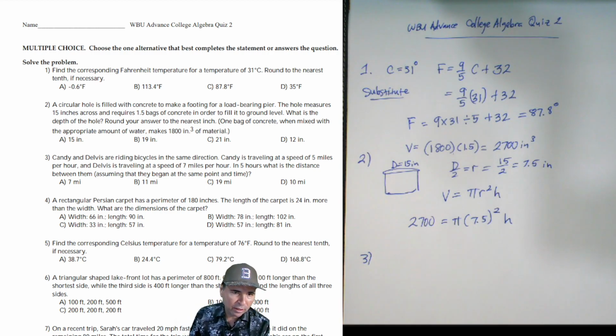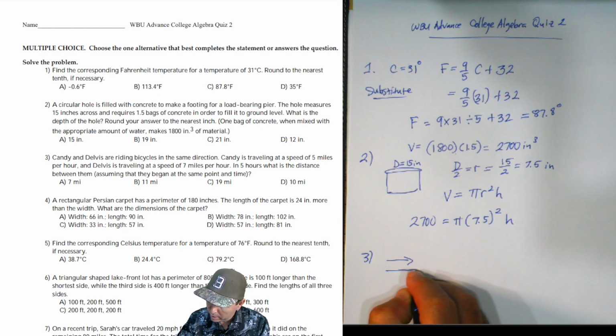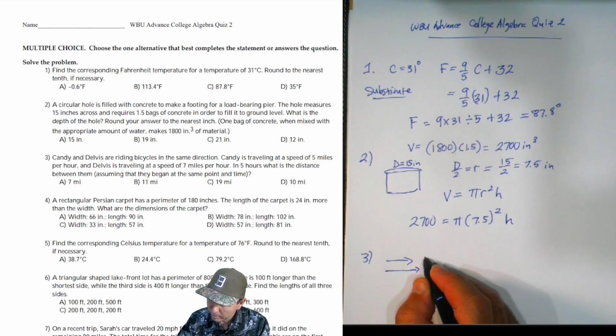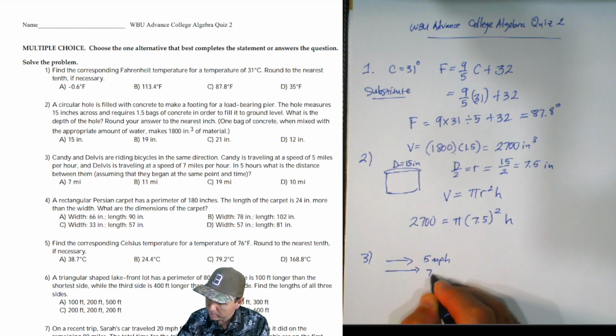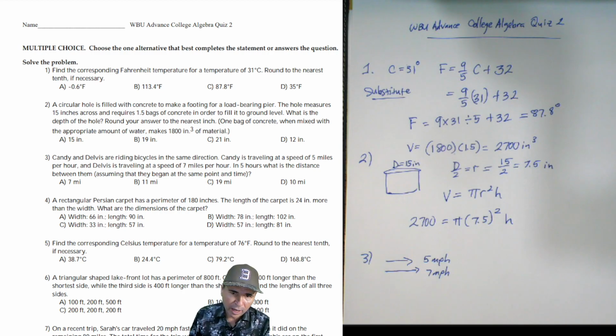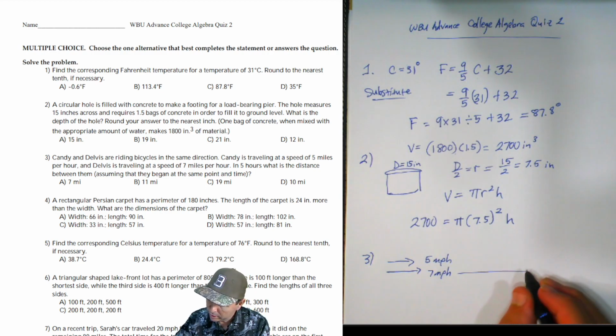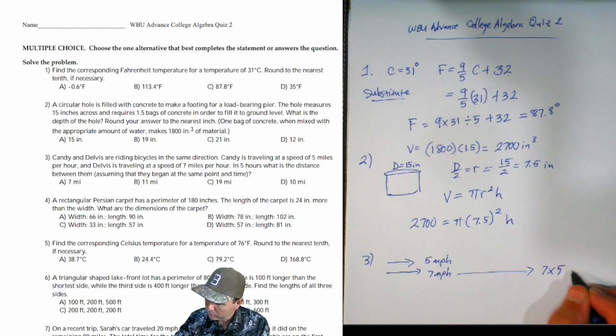It says Candy and Delvis are riding bicycles in the same direction. Candy is traveling at 5 miles per hour, and Delvis is traveling at 7 miles per hour. In 5 hours, what is the distance between them, assuming that they began at the same point in time? So they're both going in the same direction, except one of them is going faster, right? One of them is going 5 miles per hour, while the other one is going 7 miles per hour. So after a couple of hours, this one down here is going to travel more, right? So this one's actually going to travel 7 times 5, which is 35 miles.